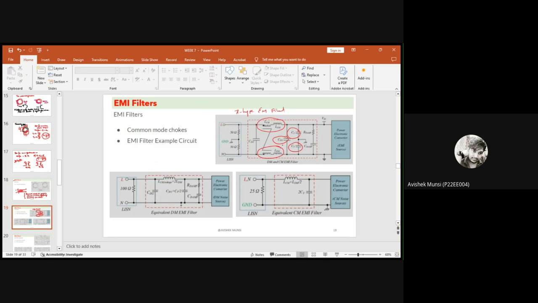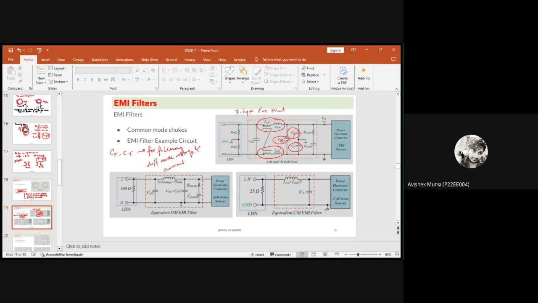So this is the CX. You can consider this as CX. So this CY and CX are basically used for filtering the differential mode voltage and current. Why this is very obvious, because we put this capacitor in between the line and the neutral, so obviously it will filter out the differential mode voltage and current.